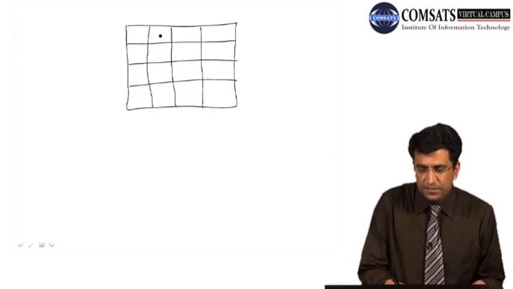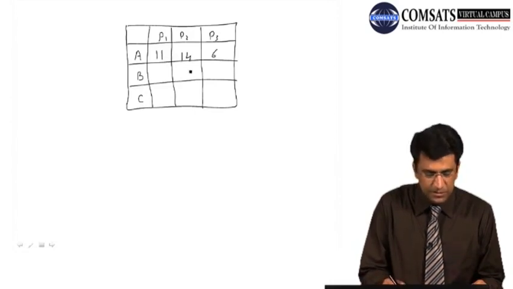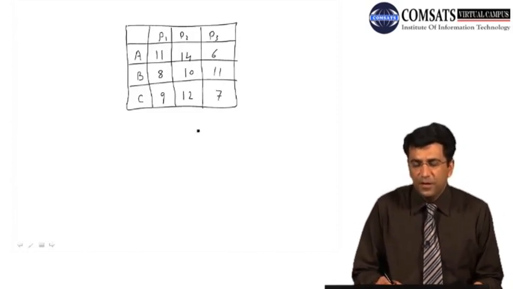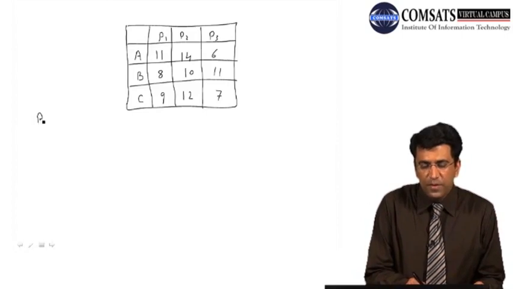Now again class, these are the different projects P1, P2, P3, and these are the different persons, that is A, B and C, and the relevant cost is already given to you: 14, 6, 8, 10, 11, 9, 12 and 7. Now class, we have made this table. Now what we will do, we will have to apply the row operation first.